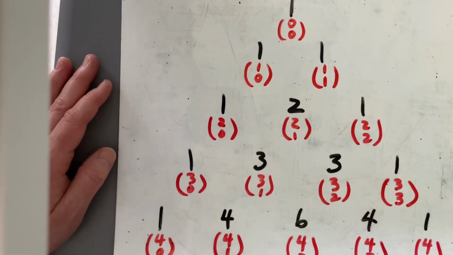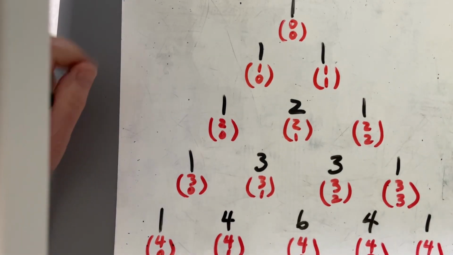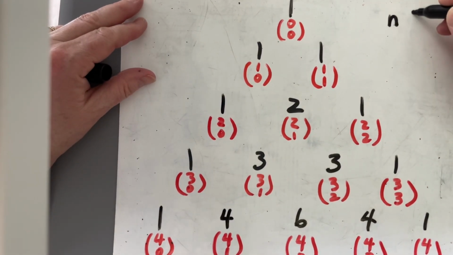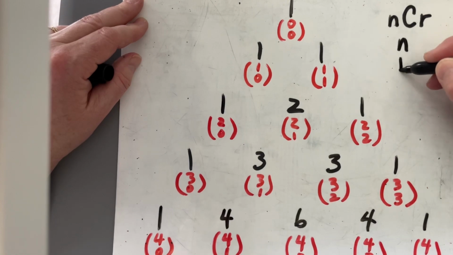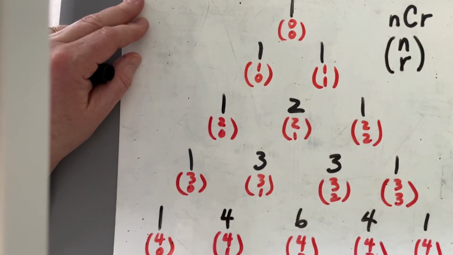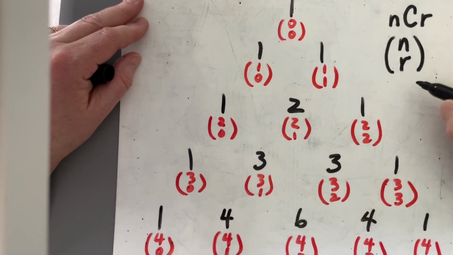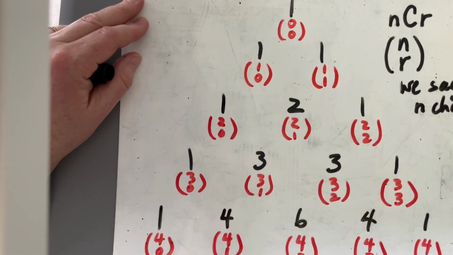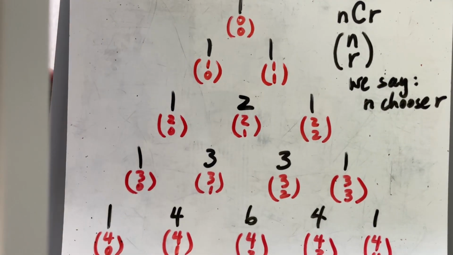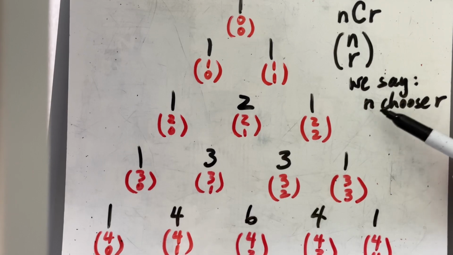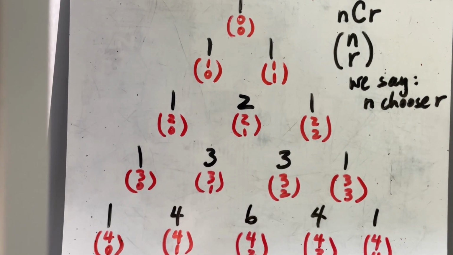Hello, we are talking about Pascal's triangle and this idea of n choose r, which can be written as nCr, or it can be written as n and r aligned over top of each other in brackets like this. We say n choose r. And it means if we have n number of things, how many ways can we choose r of them?